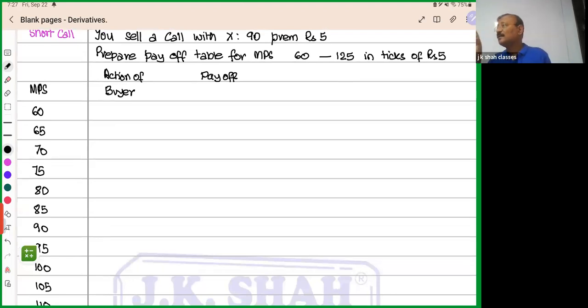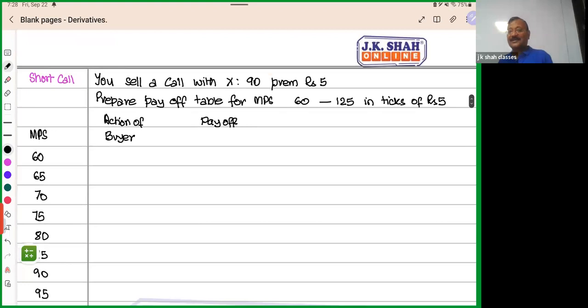Now, remember, what have you done? You have sold a call. That means you have given someone the right to buy the stock from you. And this strike price is 90. Now, at 60, will the buyer exercise it? No. That means the buyer will tear off the option, which means the buyer will lapse it. Now, if the buyer lapses the option, what will be your profit or loss? You will have a profit of 5.